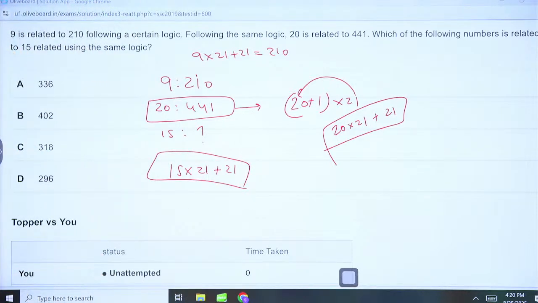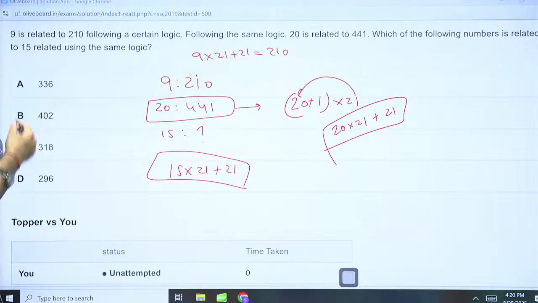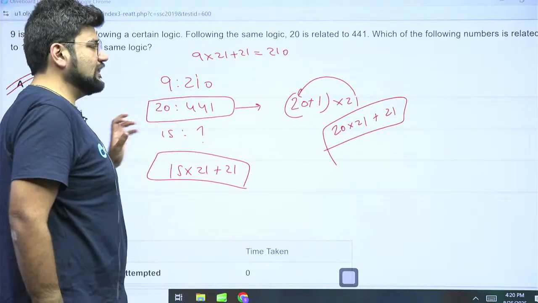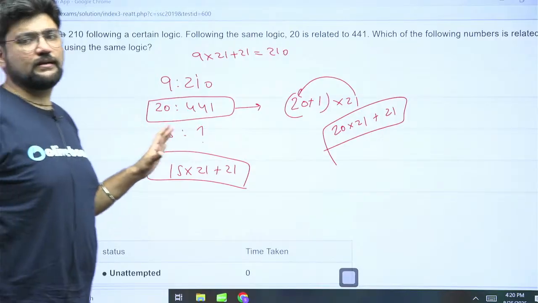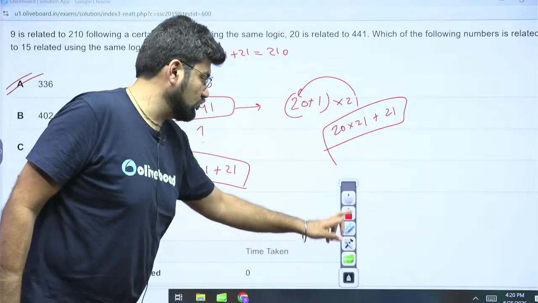Okay. So 15 into 20 is 300 plus 15. 315 plus 21 is 336. Option A is the right answer. Okay. I would not say leave it in the examination, but you will have to spend some time here. This might not directly come to you.